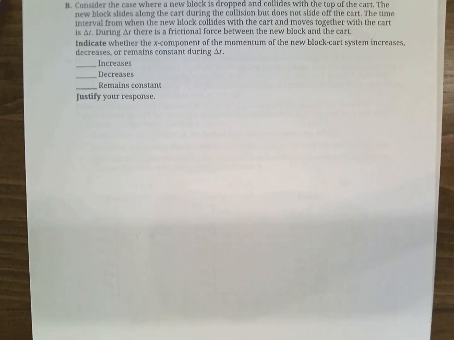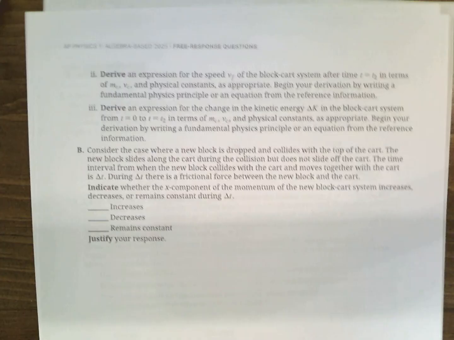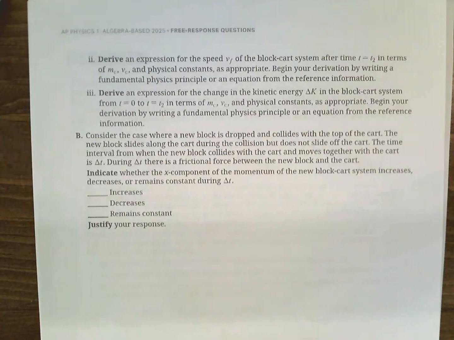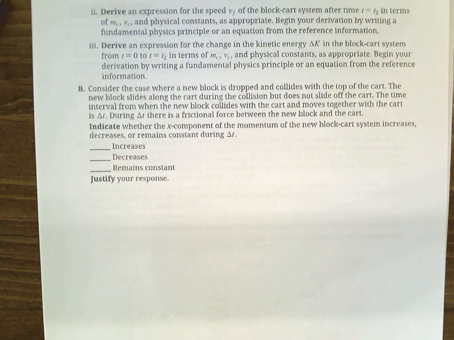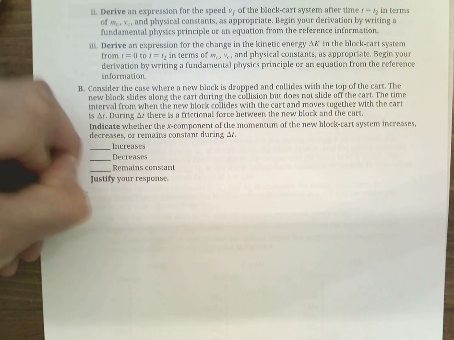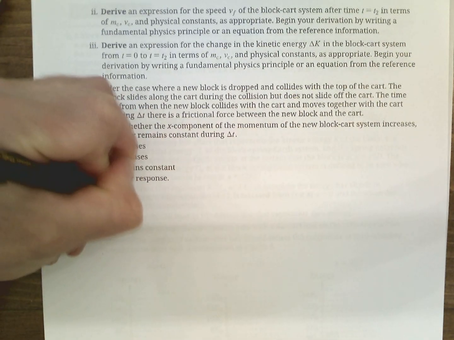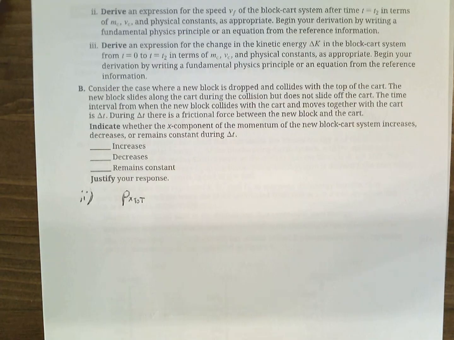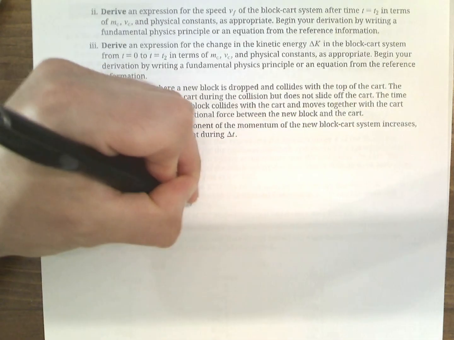Let's move on to the next part. It wants us to derive an expression for the final speed of the block-cart system after t equals t2 in terms of mc, vc, and physical constants. We want to start our derivation by writing a fundamental physics principle. We said before we're looking at conservation of momentum, so that's the principle we want to write, which says that the px total of the system before the collision is equal to the px total after the collision.